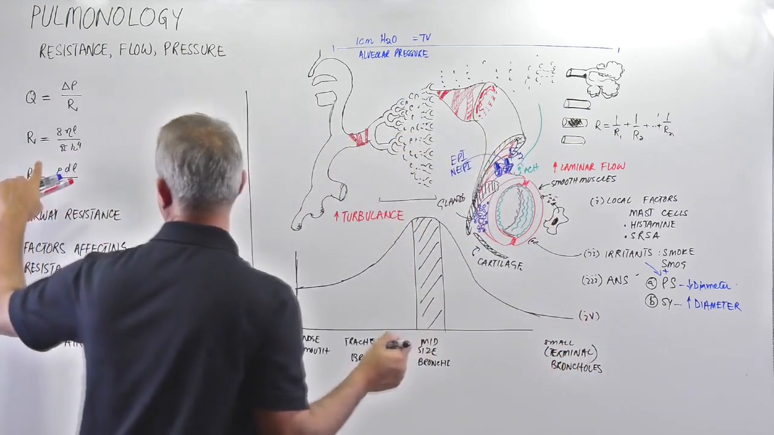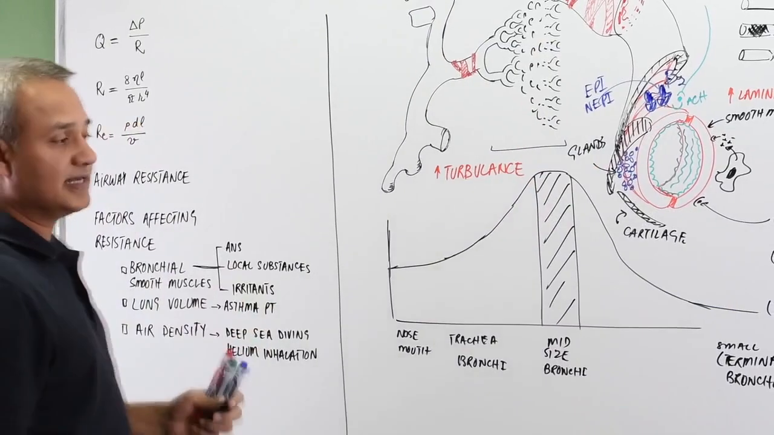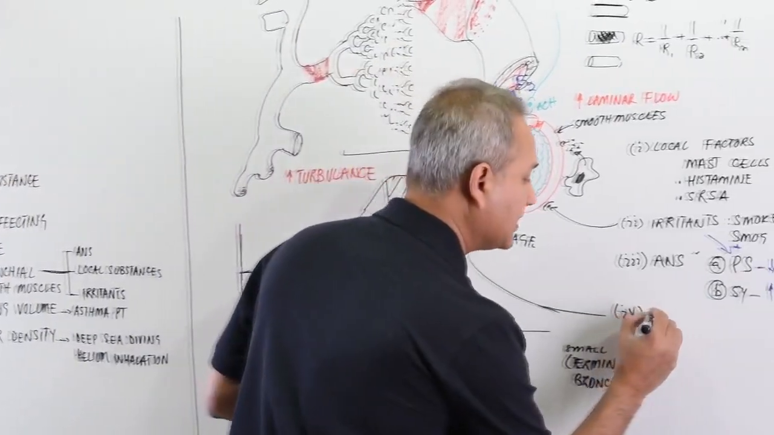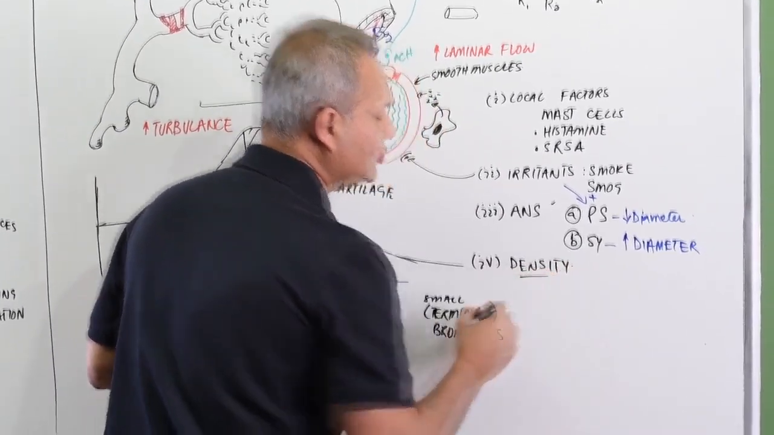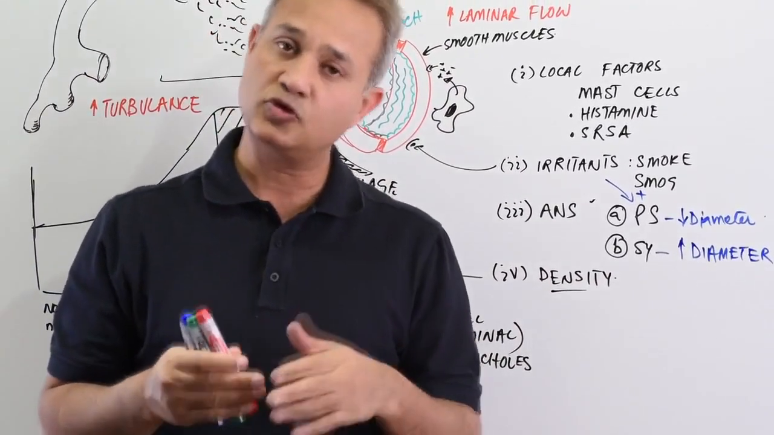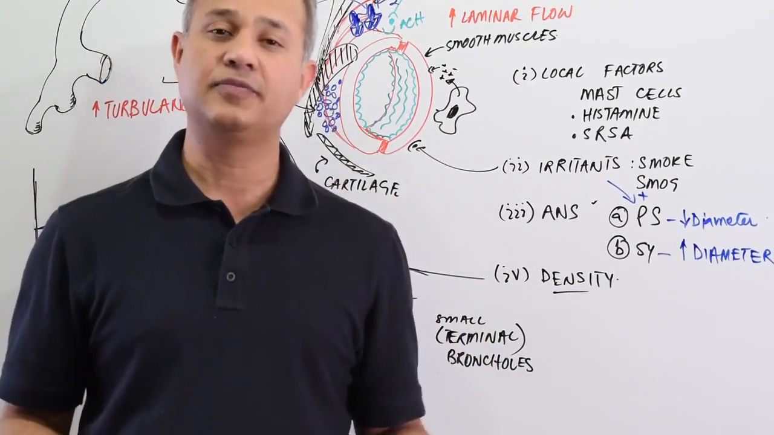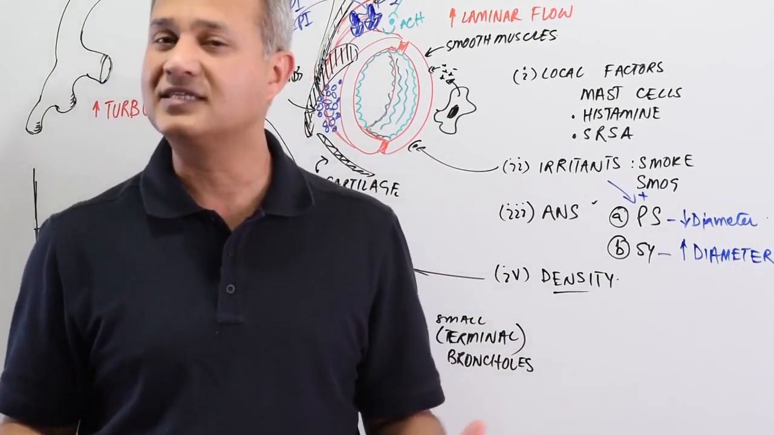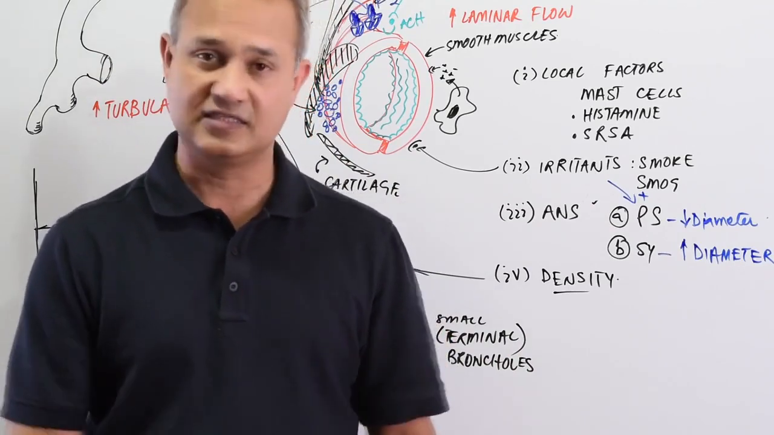Then what else? What are the factors you are seeing there? There is density, there is radius, there is length. So how about the density? Density of the air is only useful when you talk about deep sea diving, where the air density increases and so the resistance to flow also increases. Or if you inhale helium, helium has a very low density compared to the normal air we breathe, and so the airflow increases.